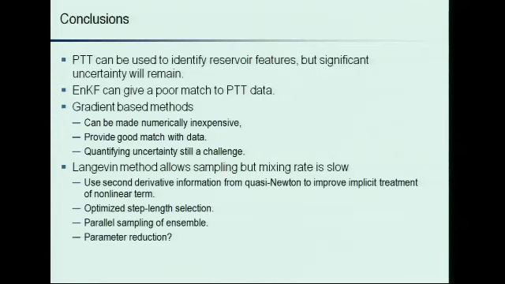So the Langevin method allows sampling, but the mixing rate is slow, and some ideas that we have about how you could improve that mixing rate: at the moment we're using steepest descent, which is clearly not very good. And we'd like to be moving over to quasi-Newton methods, not a standard quasi-Newton method, but in the sense of, again, trying to fit with our differential equation. So we try and make our problem closer to being semi-implicit in the nonlinear term by approximating that nonlinear term by quasi-Newton methods.